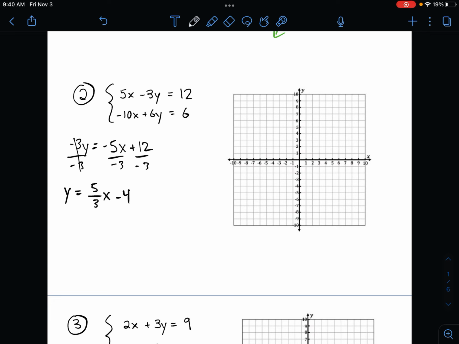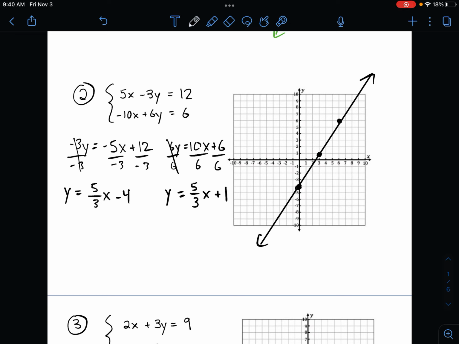All right, so I'm going to start at -4, and I'm going to go up 5 over 3, up 5, 1, 2, 3, 4, 5 over 3, and there is my first line. Then I'm going to go ahead and turn the second equation into slope-intercept form. So I'm going to start by adding 10x to both sides. That would give me 6y equals 10x plus 6. I can then divide everything by 6. And we're going to get y equals, if I reduce 10/6, 5/3 x plus 1.